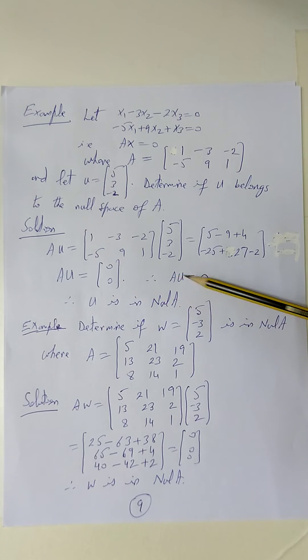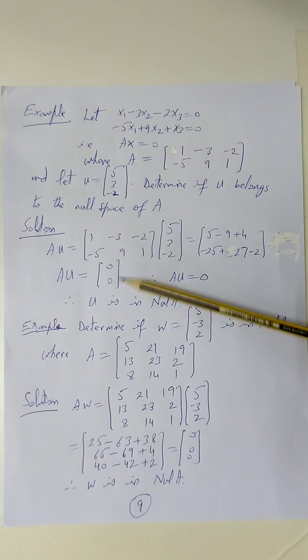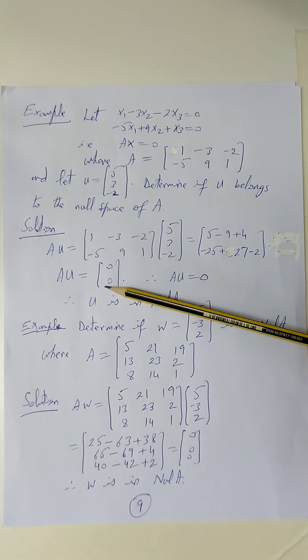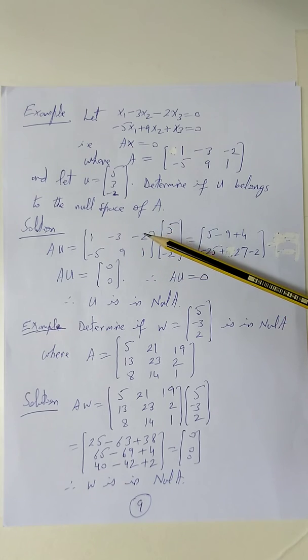So therefore Au is equal to 0. This 0 means the zero matrix, so Au is equal to 0, and therefore u is in null A. If, for example, Au is not equal to 0, maybe you get some numbers like 2, 3 and 1, so it is not 0, and then it is not in null A. So very simple.